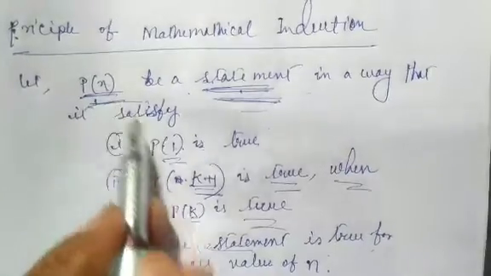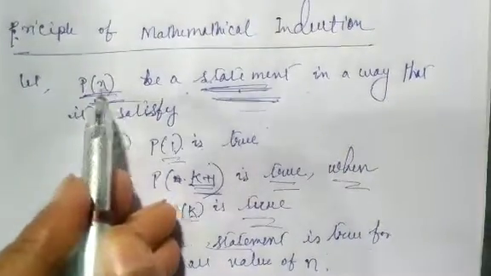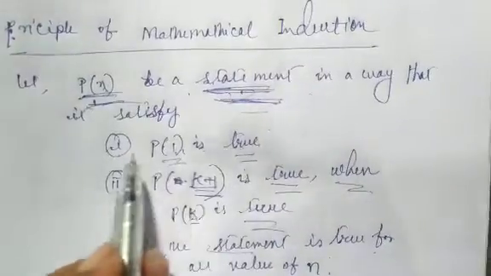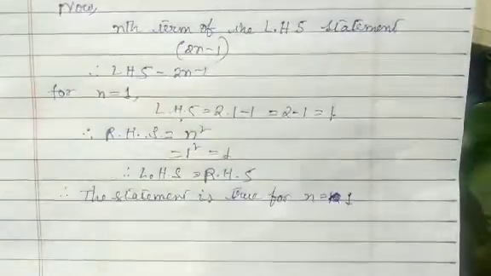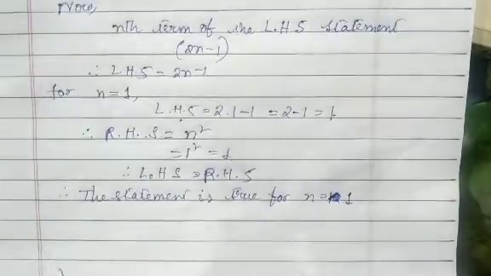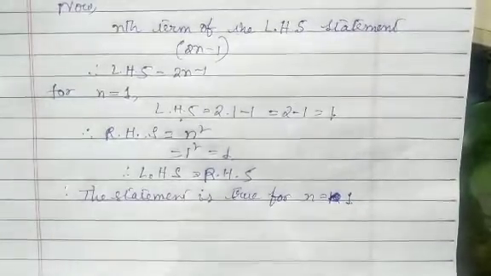That means whenever you put n is equal to 1, the statement should be true. So the first condition is already satisfied, the statement is true for n is equal to 1. Now check for the second condition.